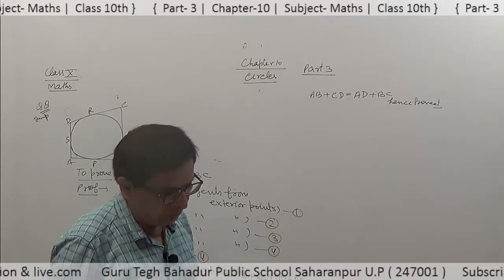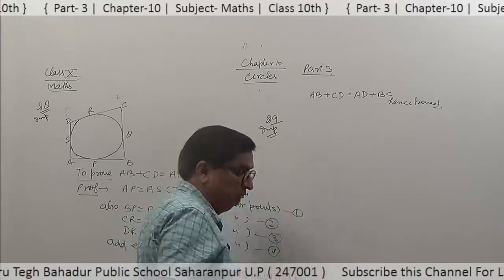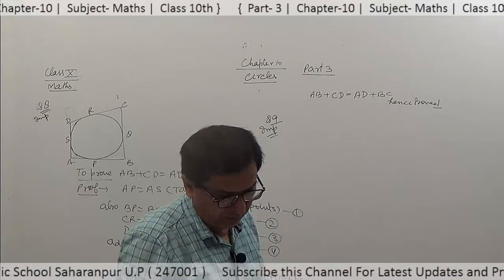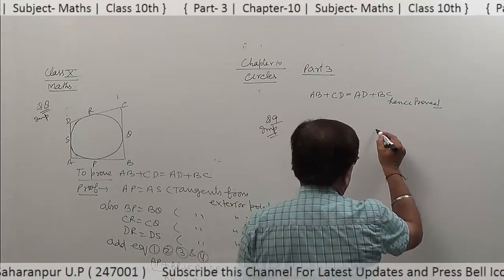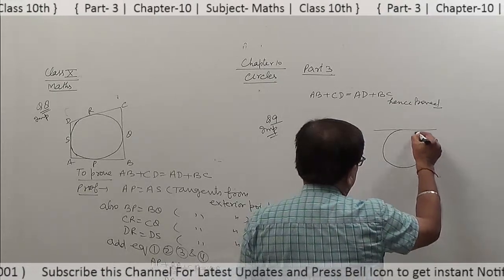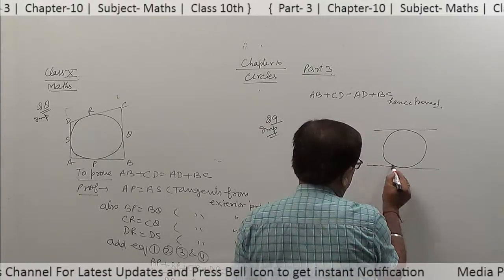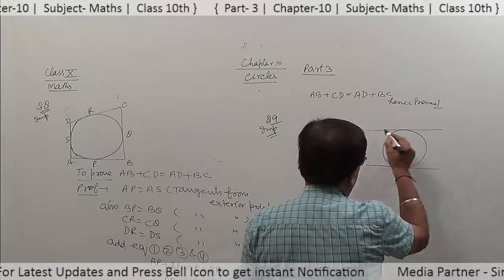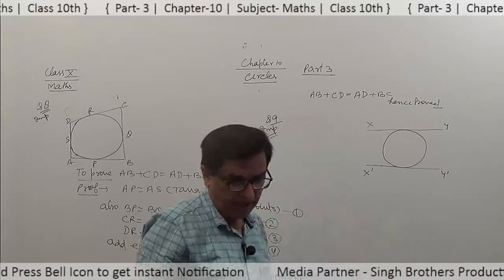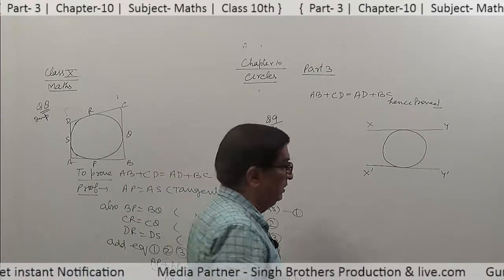See question number 9. It is also a very important question. In figure 10.13, XY and X dash Y dash are two parallel tangents of the circle with center O. This is the two parallel tangents XY and X dash Y dash with center O. Another tangent is AB.